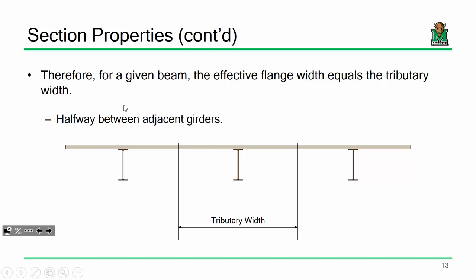There was a series of studies done, we'll say around 2006, 2007, where they were trying to ask the question, can't we just use this and keep it simple? And the answer was, yeah, close enough for government work. So the tributary width and the effective flange width are the same thing in terms of the bridge spec.